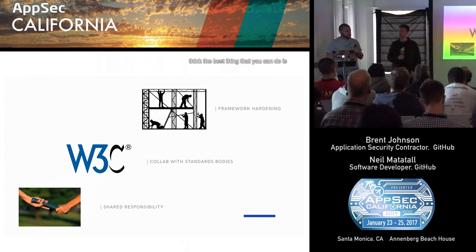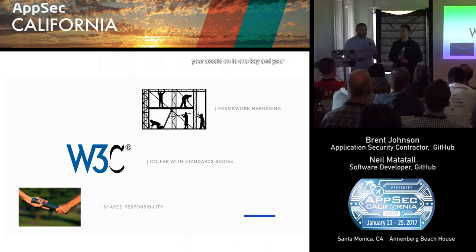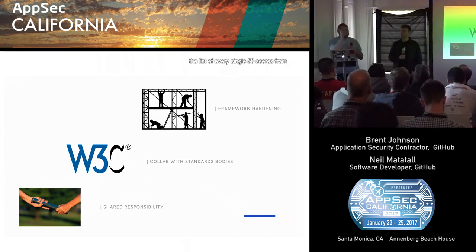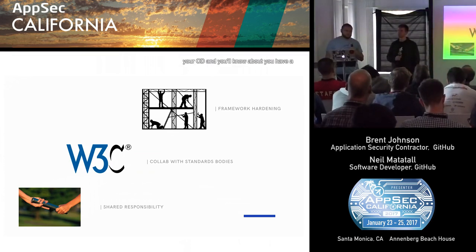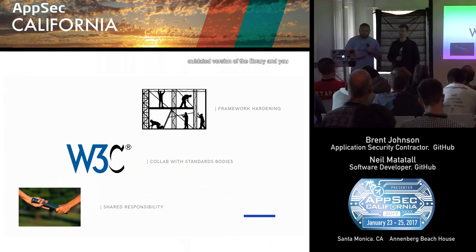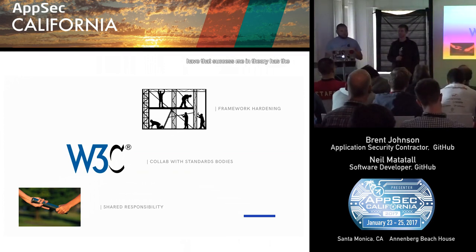So currently, I think the best thing that you can do that's widely supported is to move all your assets onto one CDN and your script source becomes that CDN and you're done with it. I think the holy grail is the list of every single script you source and the hash of it, because you never know. There might be a file lying around on your CDN that you don't know about. You have a content injection bug that pulls down an old, outdated version of the library, and you now have XSS when you, in theory, had the best content security policy you could have.